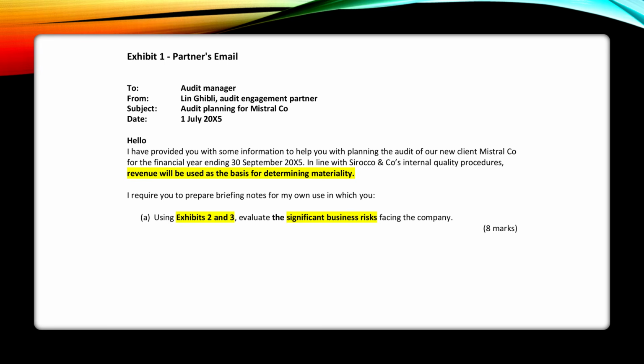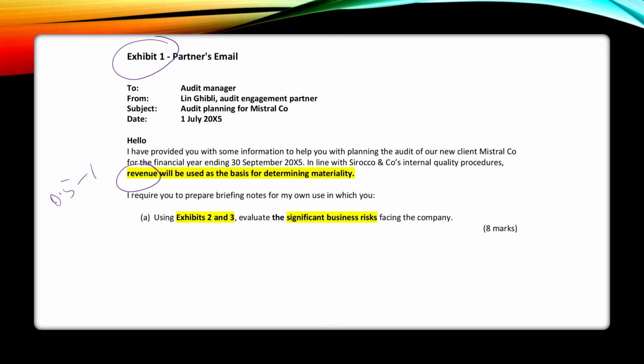Now, Exhibit 1 we know is always going to outline the requirements, so I am going to spend time reading this very carefully. They have said that they would want me to use revenue as the basis for materiality. So in my risk of material misstatement requirement or part, I am going to use 0.5 to 1% of revenue to calculate and justify my materiality. And we'll talk about those super easy marks in just a few minutes.